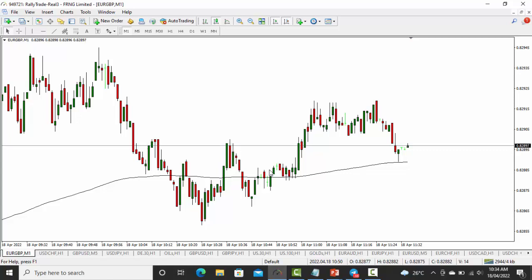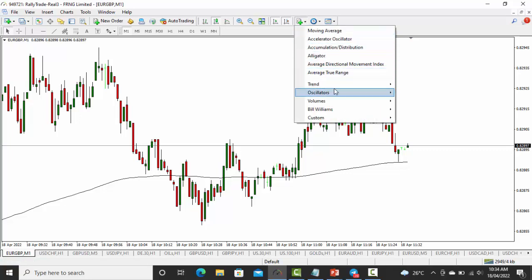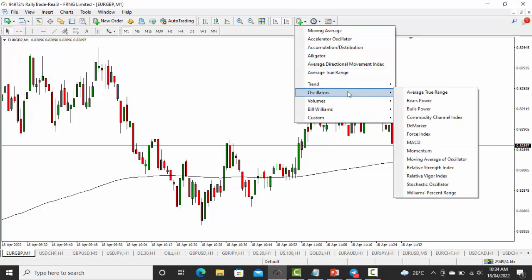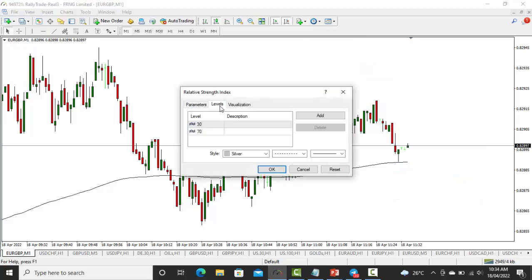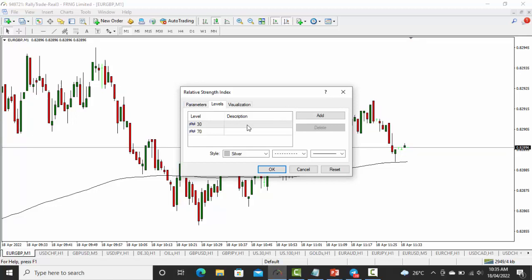The next thing is to add an oscillator called the relative strength index. So I go to the indicator list. It's from the indicator list that I add every indicator I want to use to analyze the market. I move to oscillators because the RSI happens to be one of the oscillators. Then I pick the relative strength index and go to levels. On levels, the default settings of the RSI might be 30 and 70, and on some other platforms you might see it as 20 and 80.